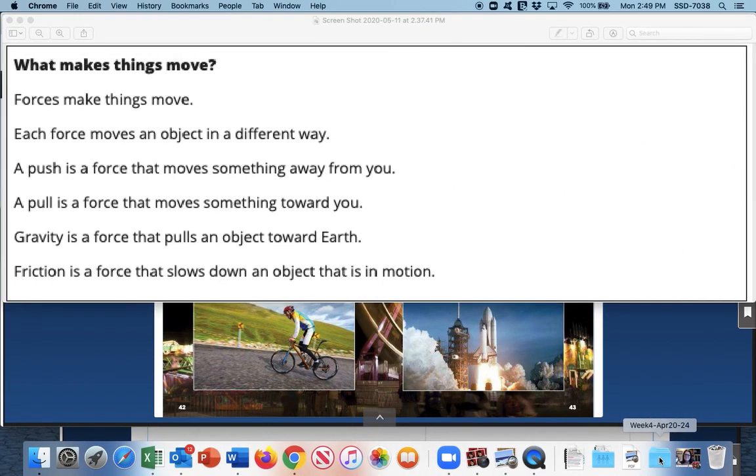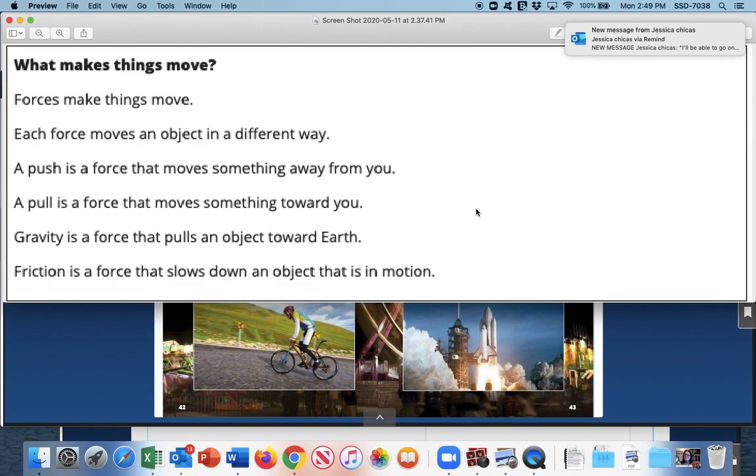So I'm going to go ahead and post this little chart that re-emphasizes things that move and how they move, what makes things move. Forces make things move. You have to have a force in order for an object to move. Each force moves an object, and it moves it how? In a different way. One force is push. The other is pull. A push is a force that moves something away from you. You're pushing it away. A pull is a force that moves something toward you. Gravity is a force that pulls an object towards the earth. Friction is a force that slows it down.